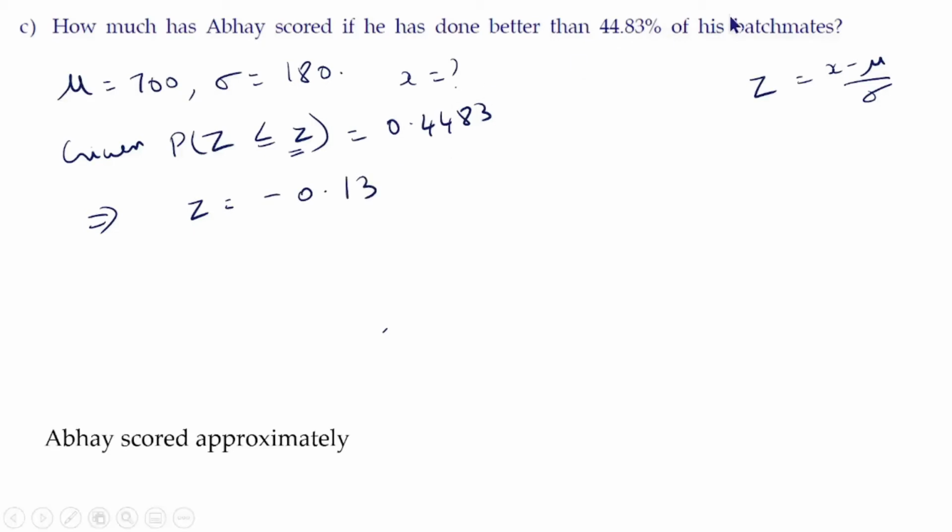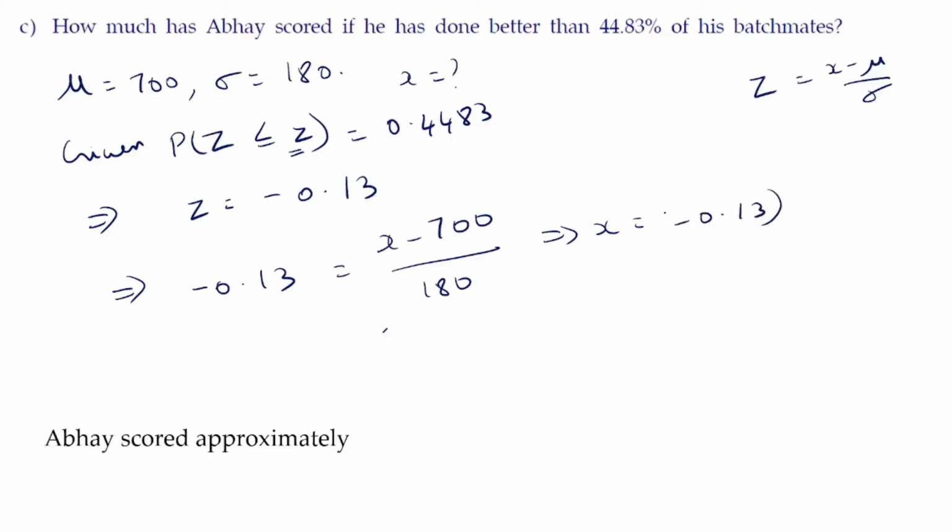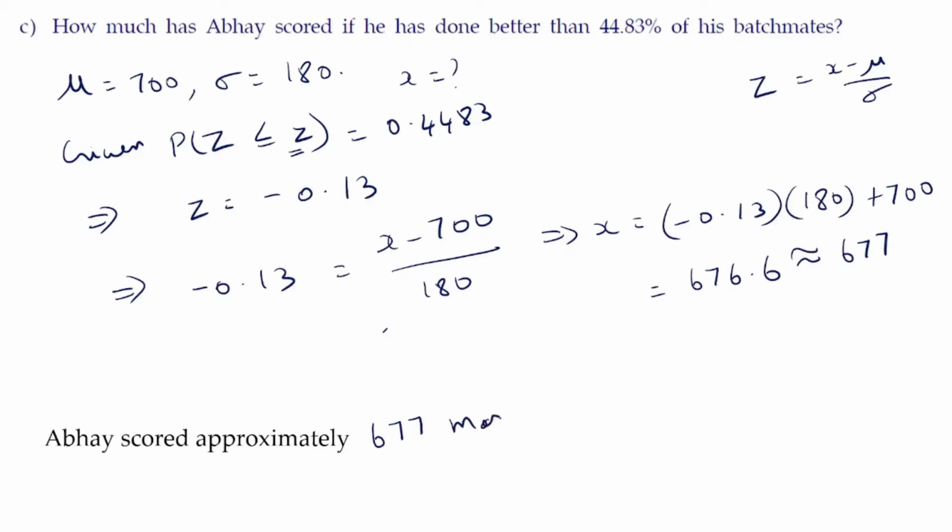So using this formula we can find x. So minus 0.13 is equal to x minus 700 upon 180. From this we have x is equal to minus 0.13 into 180 plus 700, which is equal to 676.6, approximately equal to 677. So Abhay scored approximately 677 marks.